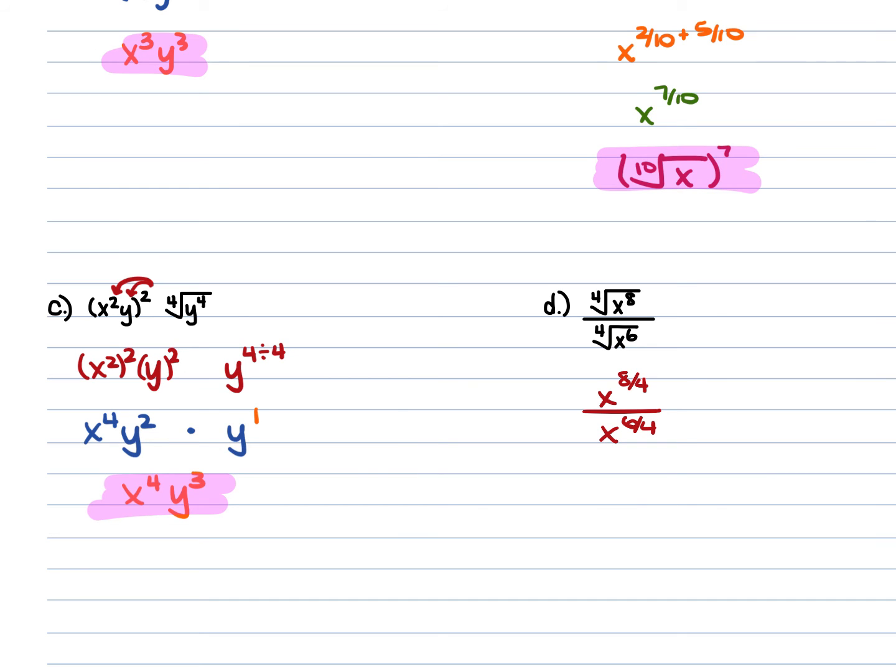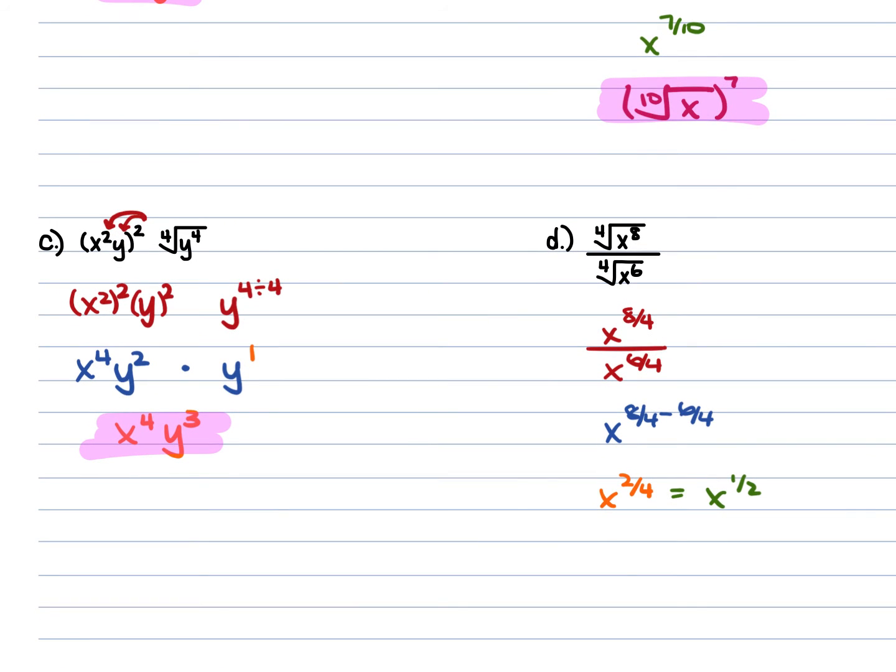From here, your denominators are the same in both of these fractions. You could simplify them to be 4 over 2 and 3 over 2. It's totally up to you. But I'm going to subtract these exponents since my base is the same now. And this is going to give us x to the power of 2/4, which is the same thing as x to the 1/2 power. If we write it using radicals, it's the square root of x.